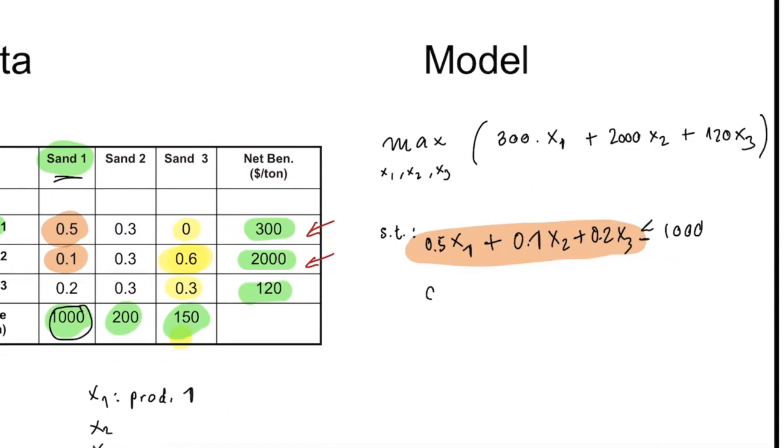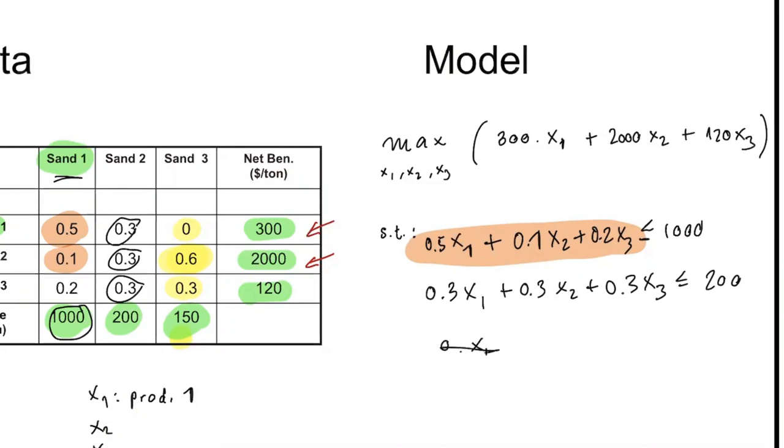Okay, in a similar way, you can complete the other resources. So 0.3, 0.3, and 0.3, right? 0.3 x1 plus 0.3 x2 plus 0.3 x3 has to be less than or equal to 200. And then I have 0 times x1, well, this is 0, so I'm not going to write it. And then I have 0.6 x2 plus 0.3 x3, and this is less than or equal to 150.